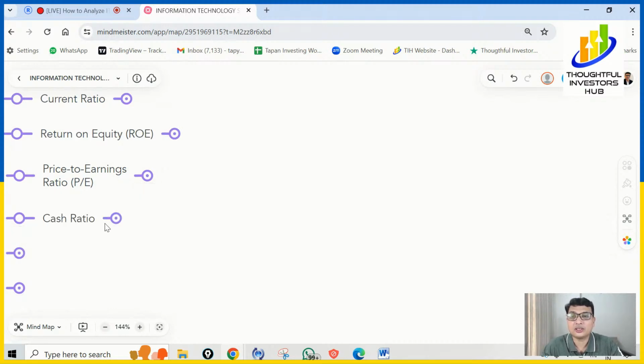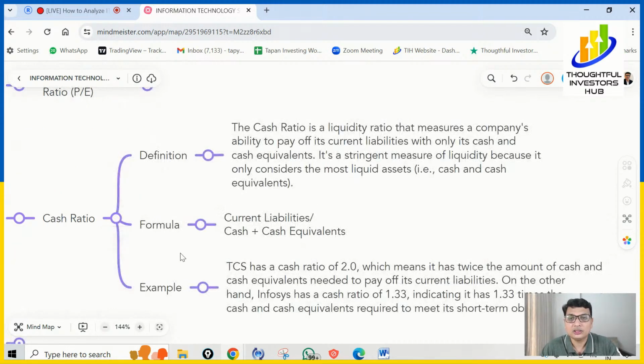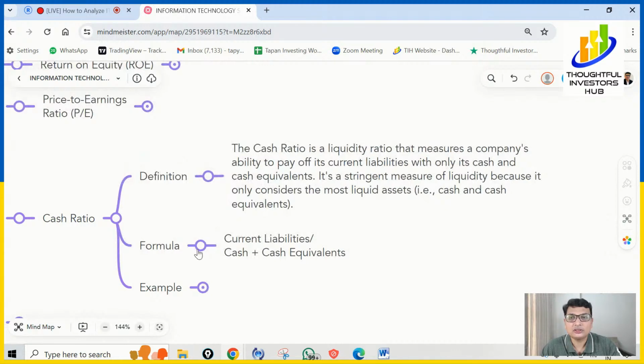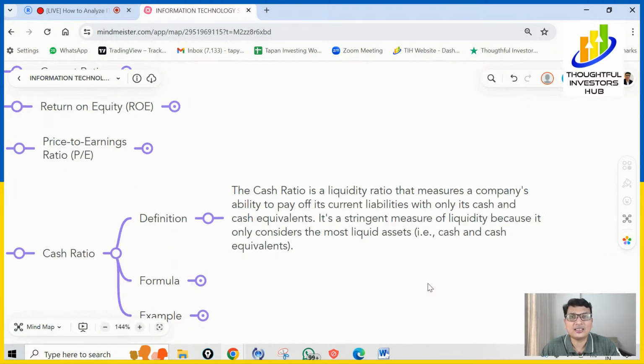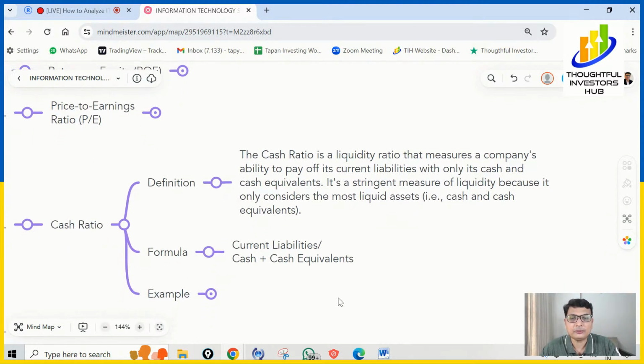Now let us talk about another ratio, the cash ratio. So what is the cash ratio? It's similar to your current ratio, current assets divided by current liabilities, that we have already spoken about. Similarly, in the cash ratio, how much cash the company has to meet its current obligations. It considers the most liquid asset, that is nothing but cash and cash equivalents. So what is the formula? Cash and cash equivalents divided by current liabilities. So that is the formula for the cash ratio.